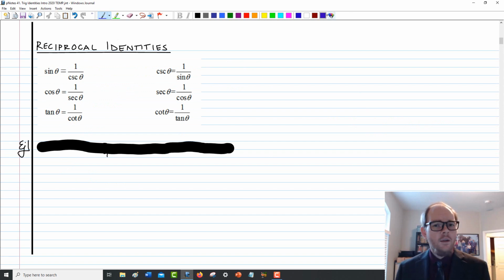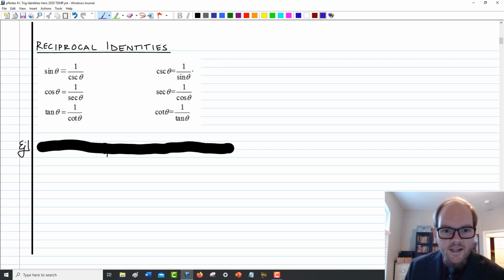So the first type of identity we're going to look at is called a reciprocal identity, and the reciprocal identities are a good place to start because truthfully you probably already know them. As it says, we have all the greatest hits of identities. Look at that. They're all the ways we defined what we literally call the reciprocal trig functions. Cosecant is 1 over sine, secant is 1 over cosine, and cotangent is 1 over tangent.